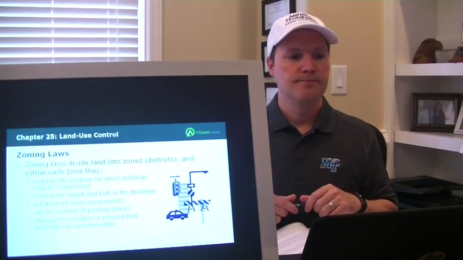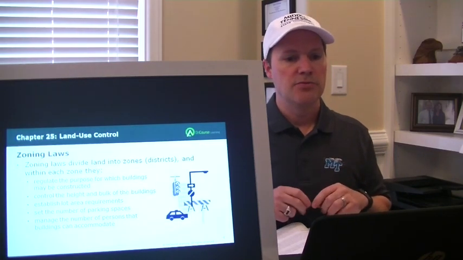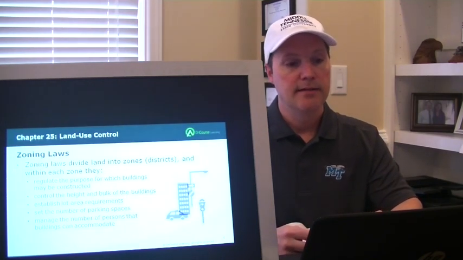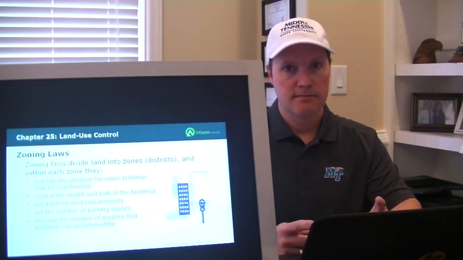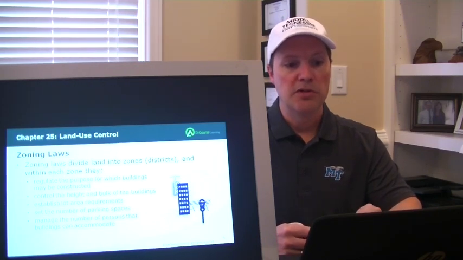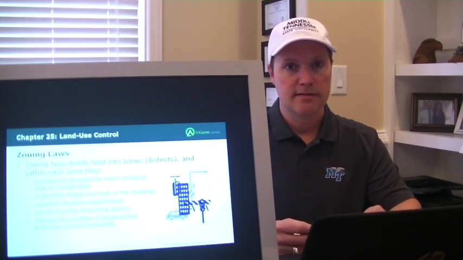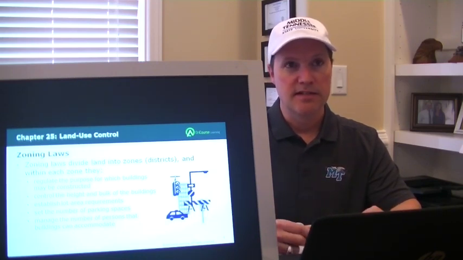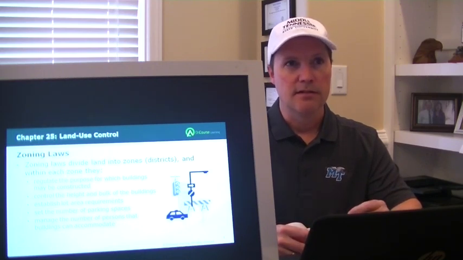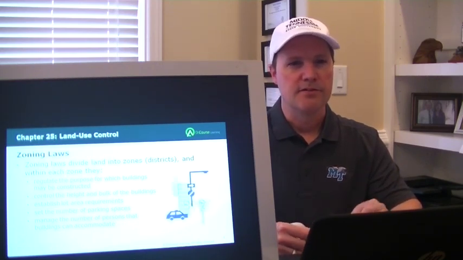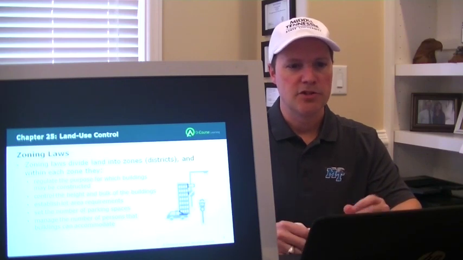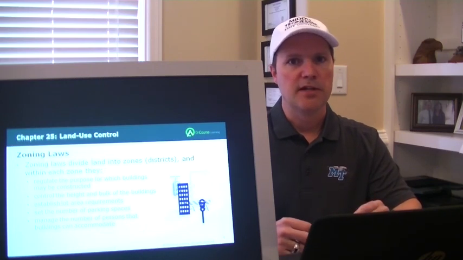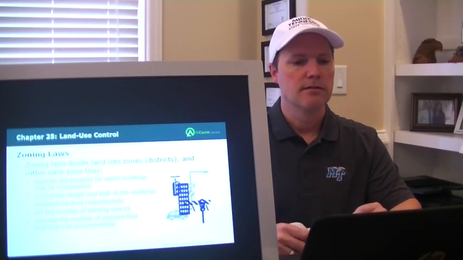Continued zoning laws. Zoning laws divide land into zones, districts, and with each zone they regulate the purpose for which buildings may be constructed, and control the height and bulk of the buildings. Here in Franklin, you can only get 4 stories. You see all these big business buildings. Now, Nissan got a waiver. I think they're 7 stories tall. There's a few buildings that they rezoned just that area for that size of building. So it's major. But usually people will try to stick with the 4 or 5 stories here in Franklin.